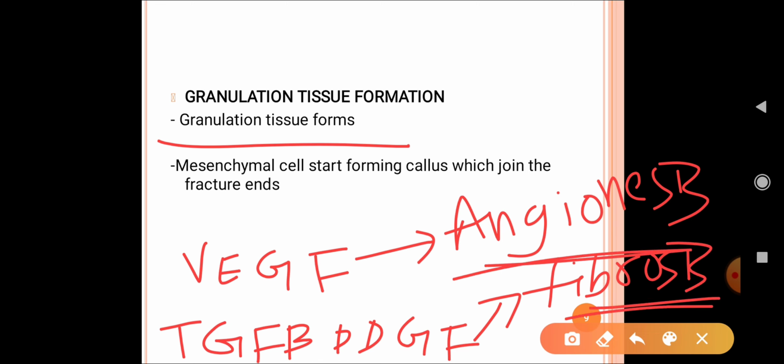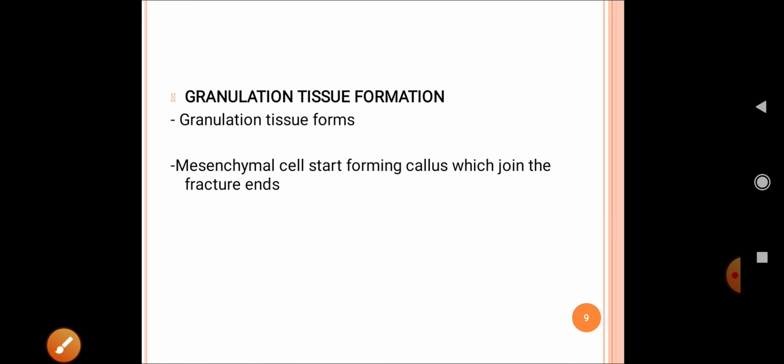So fibroblast proliferation and angiogenesis, the newly formed blood vessels, is known by the name granulation tissue. Granulation tissue is nothing but the new blood vessels, meaning new capillaries, and the fibrosis. So that is granulation tissue. But here additionally, what happened in fractured bone healing? Up to this stage the mechanism is similar to that of cutaneous wound healing. But what happened in fractured bone healing repair?